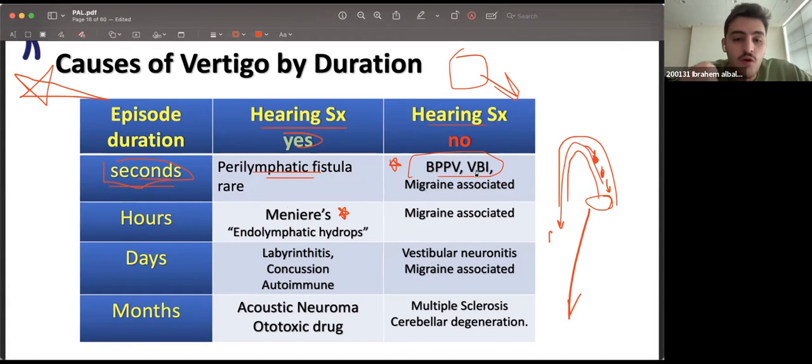Meniere's disease, when you have overproduction of the fluid, and we said this fluid is shared by both the cochlear part and the vestibular part, so you have hearing symptoms, you can have hearing symptoms.